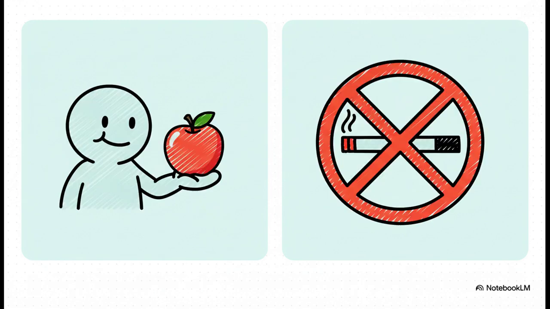In that same family, we've got should, which is perfect for giving friendly advice. It's not a rule, just a good idea. You should eat healthy. But on the total opposite end of the spectrum is must not. That's not advice. That's a strict, serious prohibition. You must not smoke here. It's a hard and fast rule.